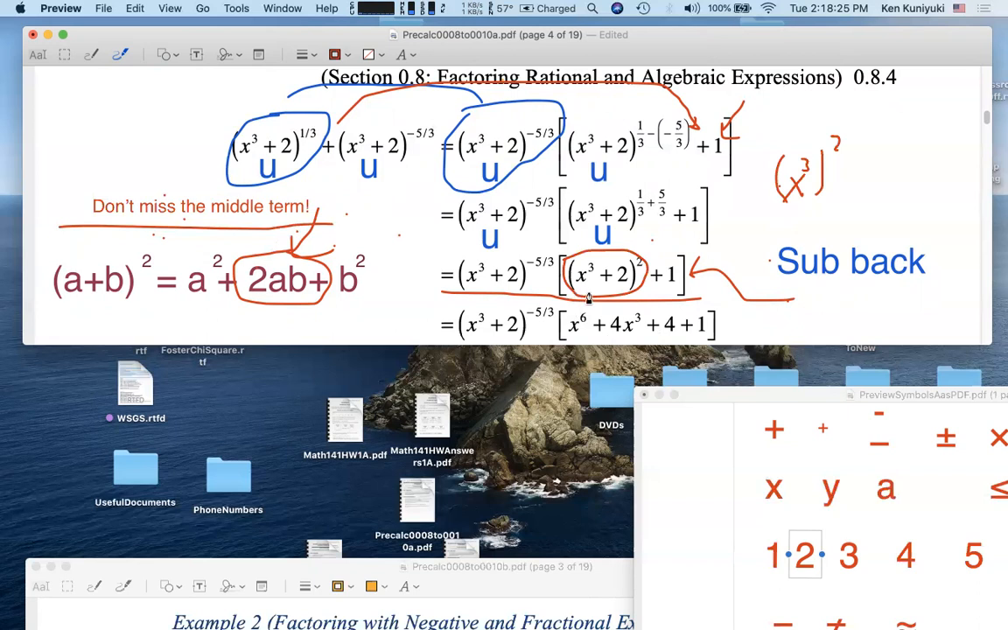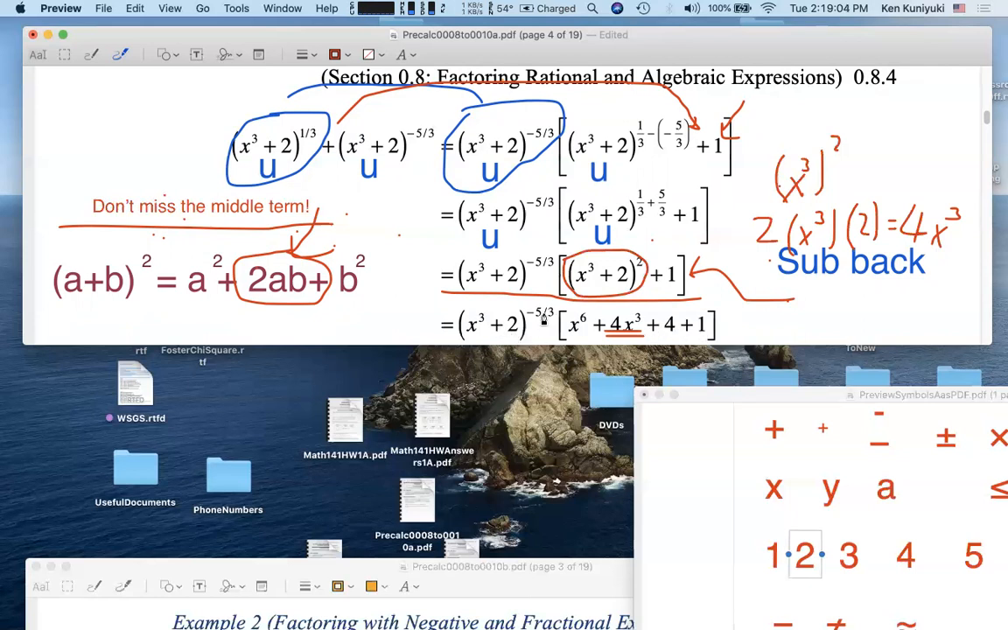Twice the product of the two terms, the 2ab term. We want twice x cubed times 2. That's going to be 4x cubed. A lot of students miss that. Let's clean this up. 4 plus 1 is 5. We like that math.